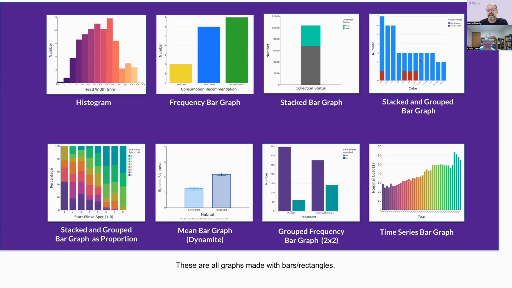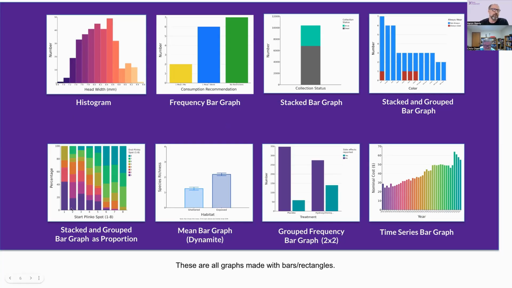Then to the right of that, in the upper right corner, we have the stacked and grouped bar graph, where it's stacked bars, just like we saw in the stacked bar graph, but they're being grouped by a second variable. So there's another categorical variable which is grouping those, and then the frequencies are stacked on top of one another.